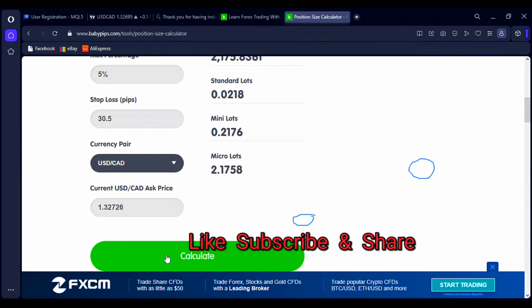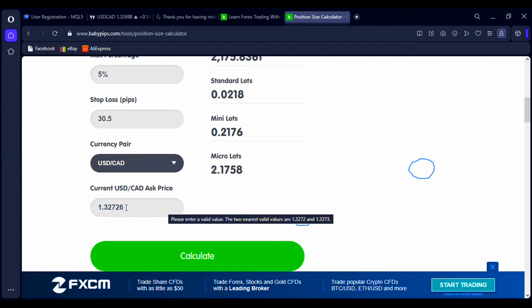You calculate. Now, if you don't put the current market price in pairs like this, you will not get the accurate lot you want to use. So once the pair asks for current market price, if the platform is asking for that, make sure you add it. But I know it does not ask for Euro USD, AUD USD, GBP USD. It does not ask for the current market price.